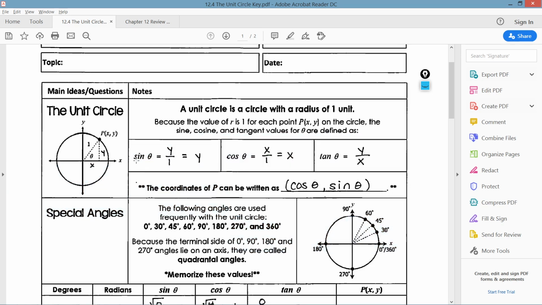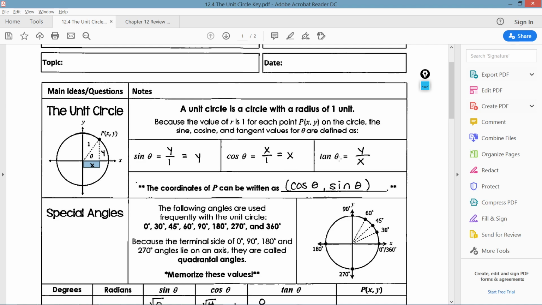I said sine of theta is y over 1, right? Because y is the y component right here. And it's 1 because the hypotenuse is 1, which is y. So sine of theta gives you the y, which is the height right here of the triangle. And then I said cosine of theta is the x component divided by 1 because the hypotenuse is 1, that's equal to x. So here's my x component.